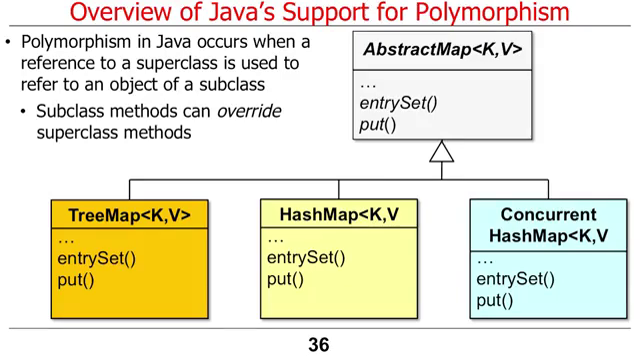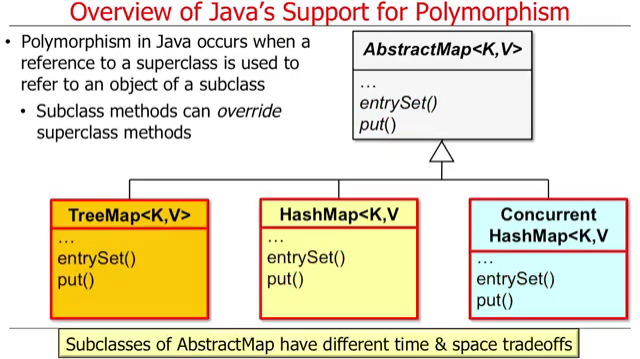For example, the AbstractMap class in the Java Collections framework contains methods that can be overridden by concrete subclasses, such as TreeMap, HashMap, and ConcurrentHashMap. In particular, the put and entrySet methods in AbstractMap can be overridden to define different mechanisms for associating values with keys in a map and returning a view of the mappings contained in a map, respectively. The subclasses of AbstractMap have different time and space trade-offs that are appropriate for different apps in different circumstances.